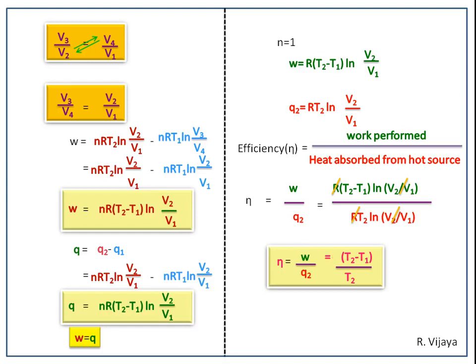Now we simplify this equation. We get 1 minus T1 divided by T2. It is clear that (T2 minus T1) divided by T2 is always less than 1. Hence, the efficiency of a heat engine is always less than 1. No heat engine has so far been constructed that can show an efficiency equal to unity.